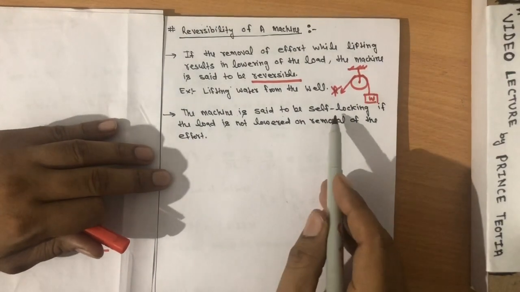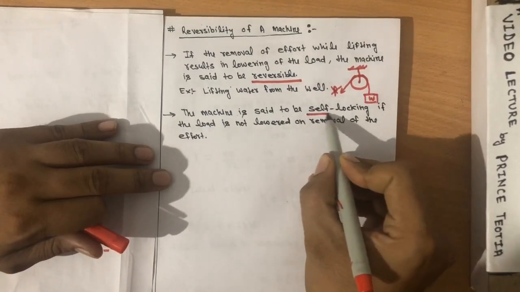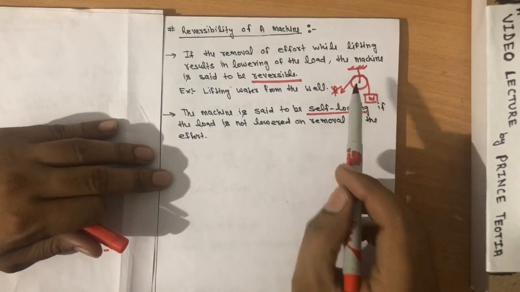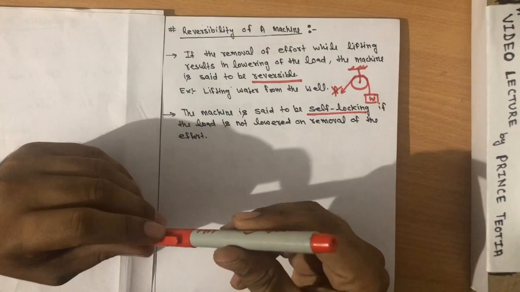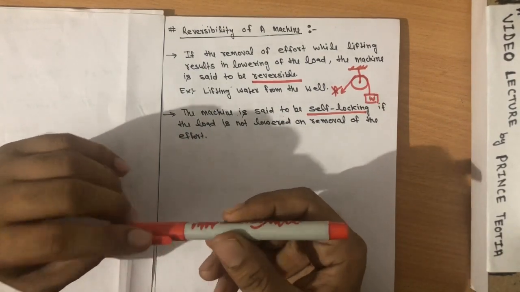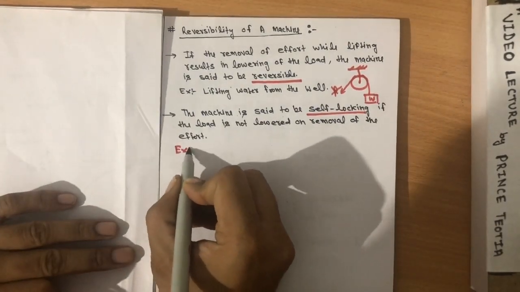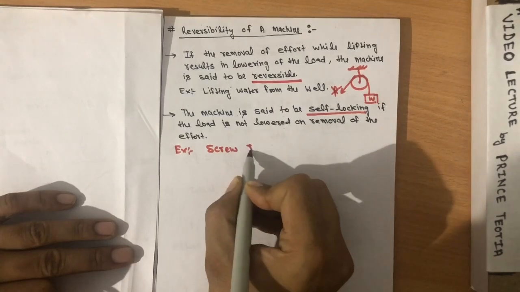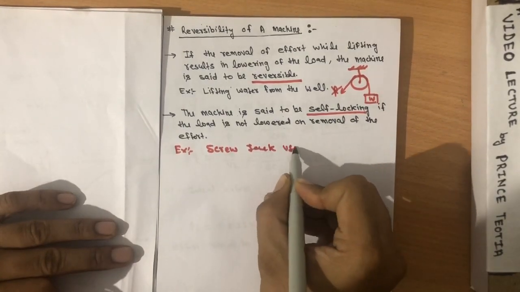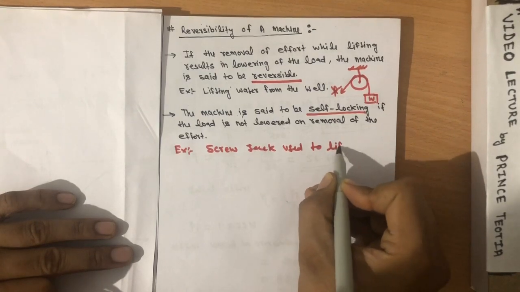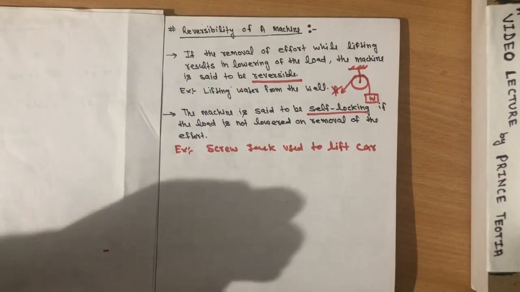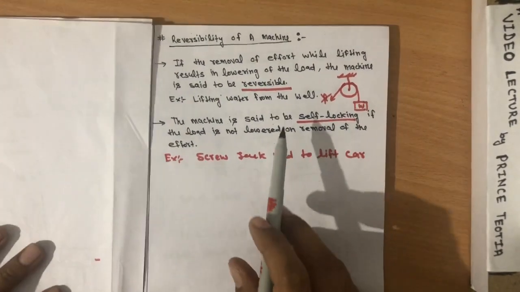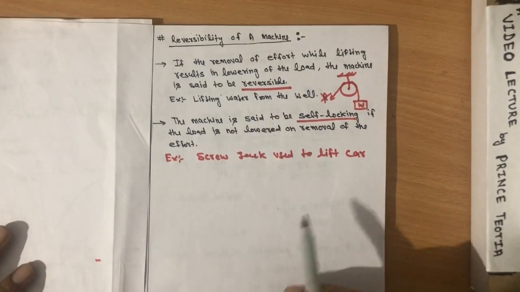And the other one is the self-locking machine. Just opposite to this, if we remove the load, the weight will not move in the reverse direction, that means the machine is self-locking, like the screw jack. A screw jack is used to lift cars or automobiles. So there are conditions for whether the machine is reversible or self-locking.